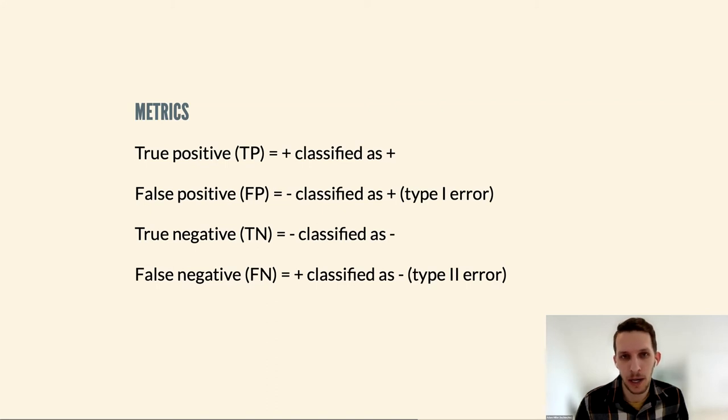A true positive is when a member of the positive class has been correctly classified as being positive. A false positive is when a member of the negative class has been classified as the positive class. This is also sometimes referred to as the type 1 error. A true negative is when a member of the negative class has been classified as a negative. And a false negative is when a member of the positive class has been incorrectly classified as negative. This is sometimes referred to as the type 2 error.